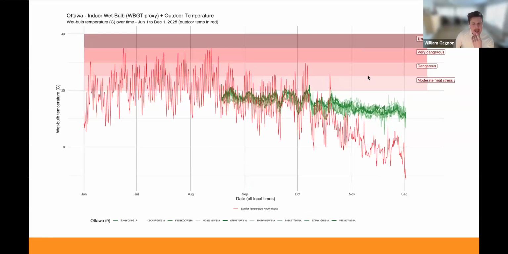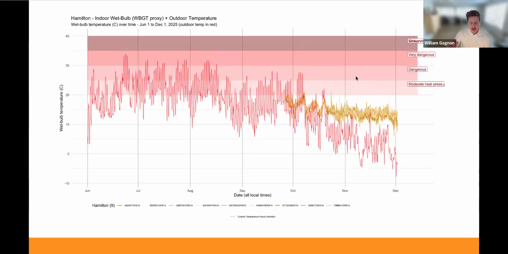Next, we have Ottawa. It took us a bit longer to install those data loggers in Ottawa because none of us were physically in Ottawa, so we had to find some willing partners, which we did. Again, the red line is the exterior temperature at Ottawa International Airport. And the green line is in those care settings. It's mostly home care in Ottawa. We can see that some of them are entering the moderate heat stress, but that was in late August. So looking forward to see what it's going to be next summer.